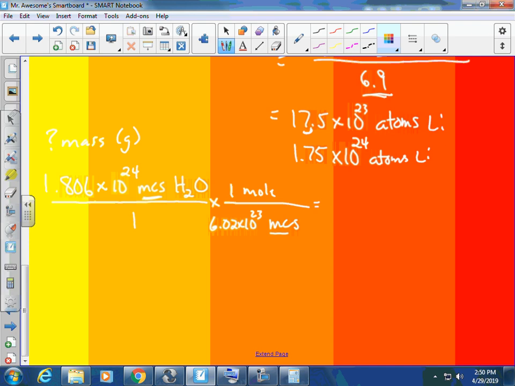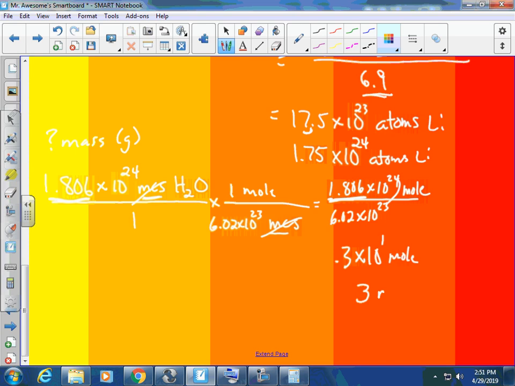But if you take 1.806, and well, let's just see what this comes out to be. The molecules have canceled out. I've got moles. So what we do on these when we have two numbers in scientific notation is divide the front number normally, which comes out to be 0.3, write times 10, and subtract the exponents. 24 minus 23 is 1. So there's my answer. Really, what this is just saying is 3 moles. 0.3 times 10 to the first, 3 moles.